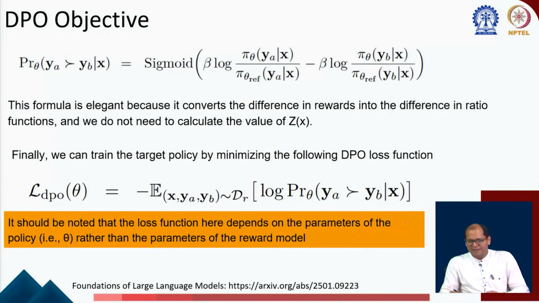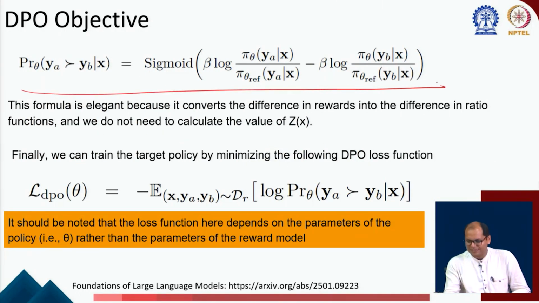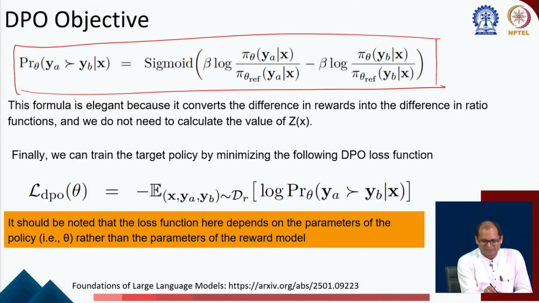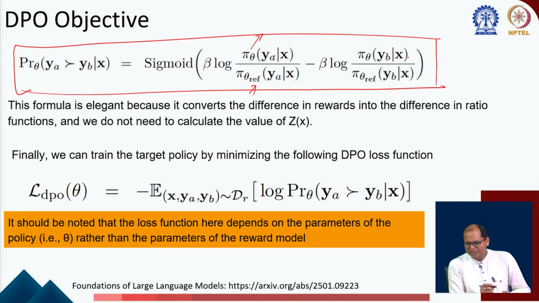Okay. So, that is a very good form. Now I only have my LM model, the reference model, the winning sample and the losing sample. So, it converts the difference in rewards into the difference in ratio functions, right, and we have seen ratio functions even in PPO. And we do not need to compute the value of g x, the most important thing.